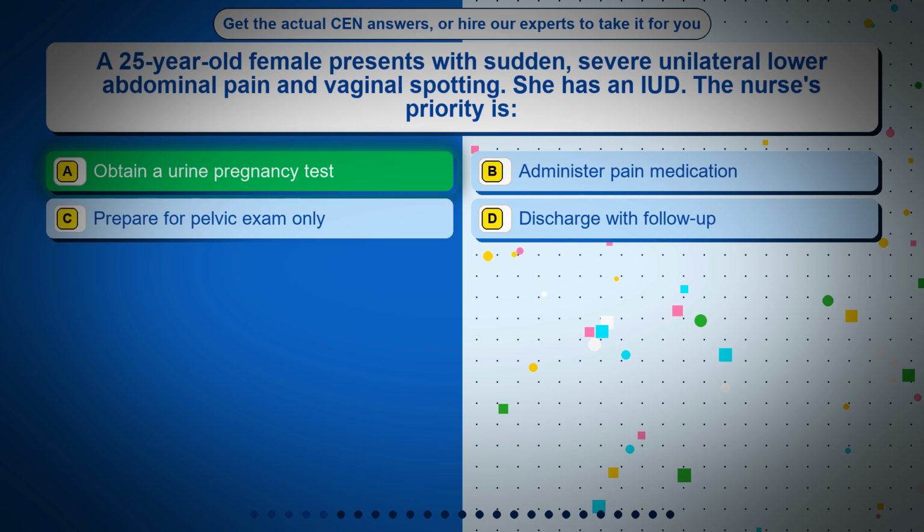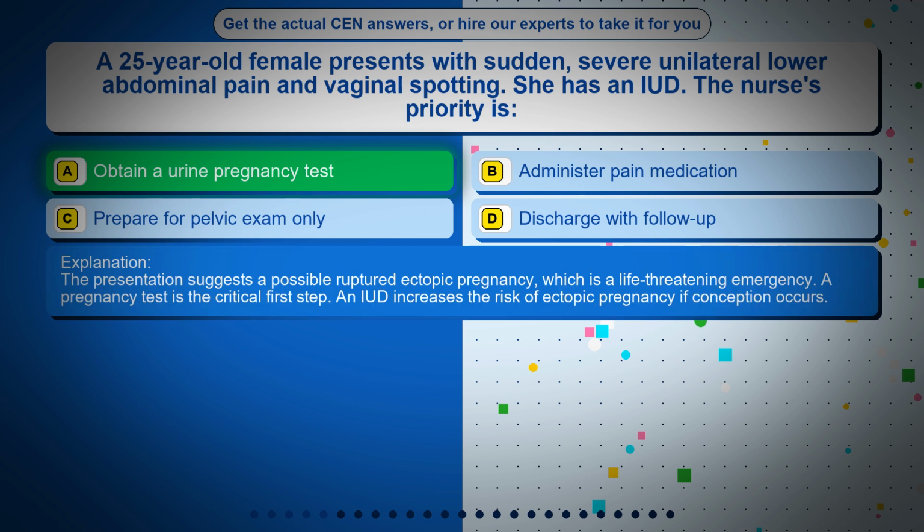Obtain a urine pregnancy test. The presentation suggests a possible ruptured ectopic pregnancy, which is a life-threatening emergency. A pregnancy test is the critical first step. An IUD increases the risk of ectopic pregnancy if conception occurs.